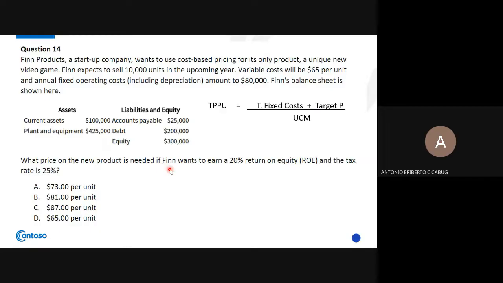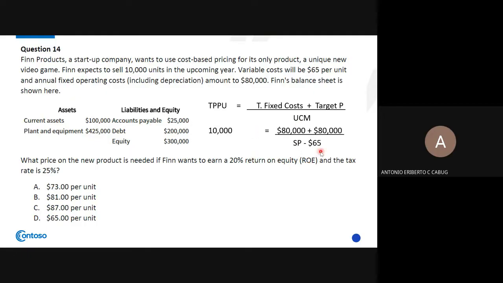Tax rate is 25%. So we're going to add the total fixed cost plus the target profit before tax. If the return on equity is 20%, equity is 300,000 multiplied by 0.2, so we want to target a net profit of 60,000. However, matataksan pa tayo. If we are taxed at 25%, the 60,000 should only be 0.75 of the before tax profit. 60,000 divided by 0.75 is 80K.